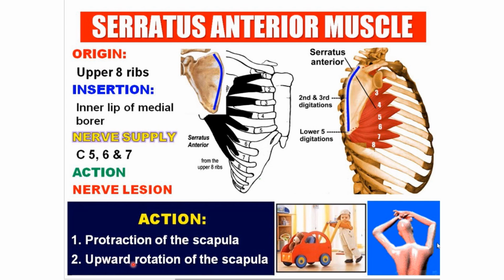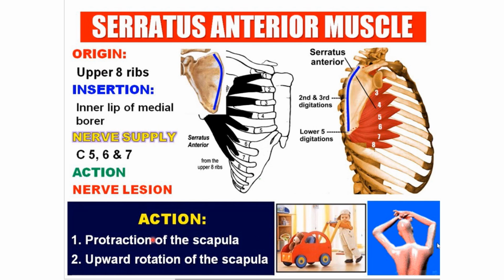And also upward rotation of the scapula. So you can see here there's upward rotation of the scapula. If you rotate the scapula upwards above your head, this is by the help of the serratus anterior muscle.